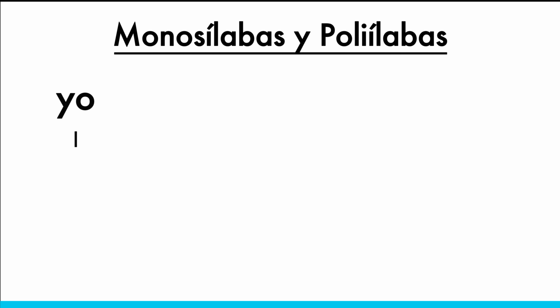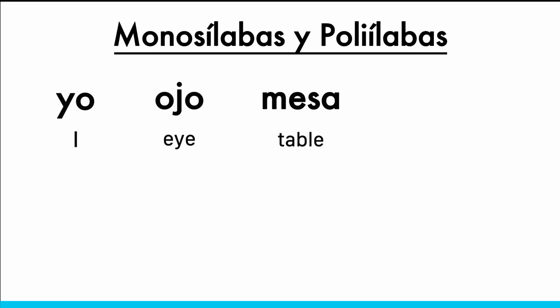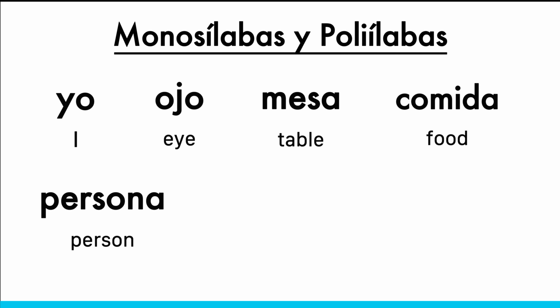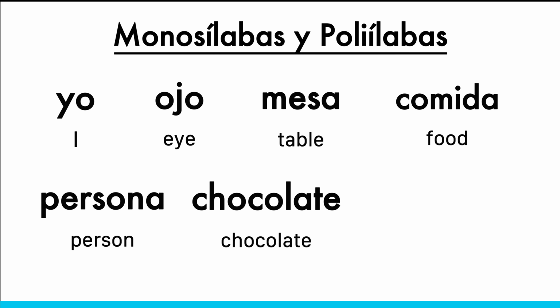There are words with one syllable like yo, and there are words with two or more syllables. For example, ojo. It has two syllables. Mesa. It's also two syllables. Comida. It's three syllables. Persona. It's also three syllables, and we will take a look in a minute how they are formed.